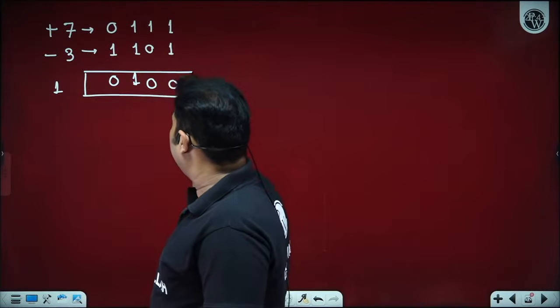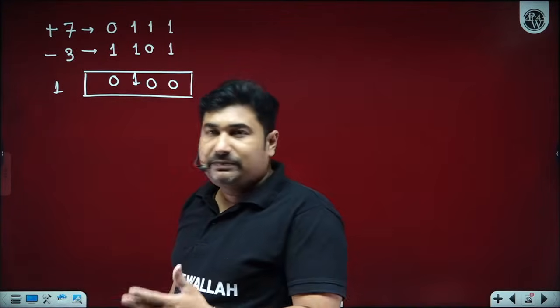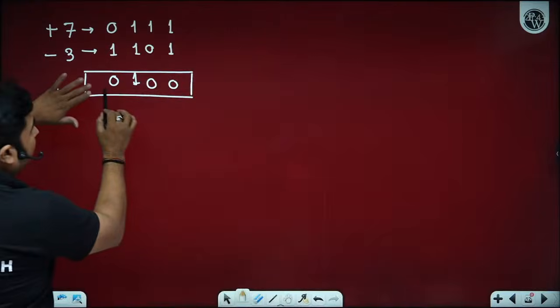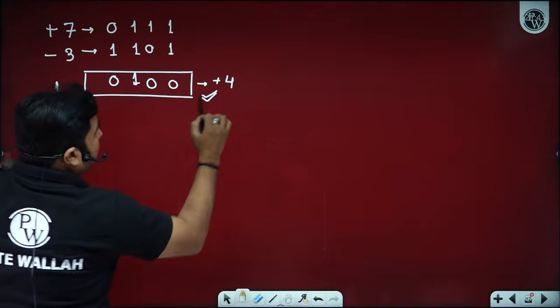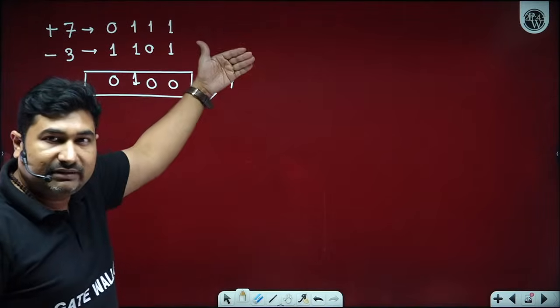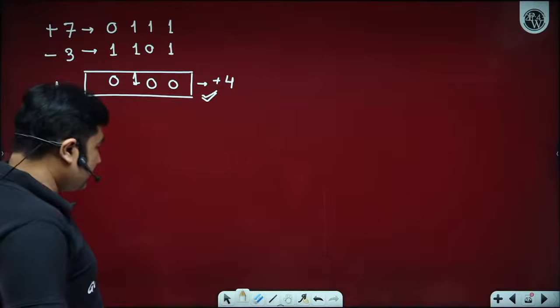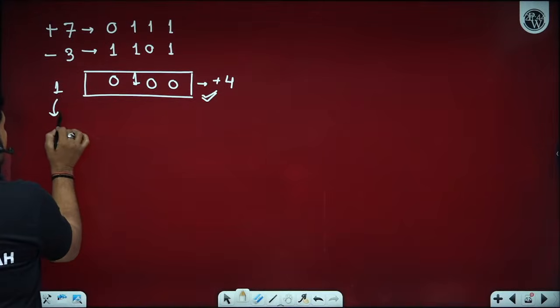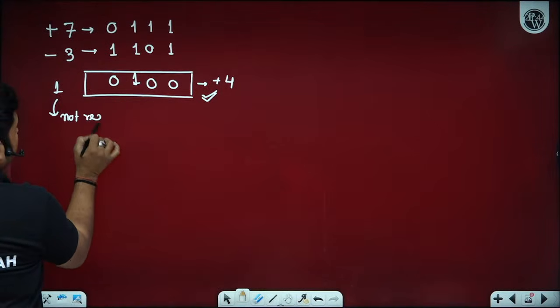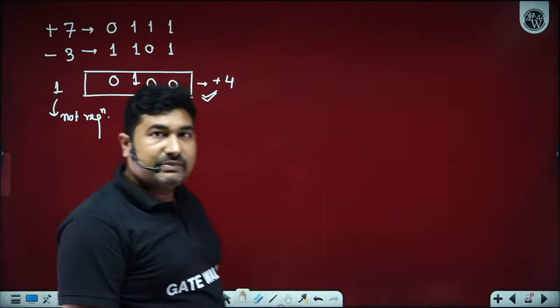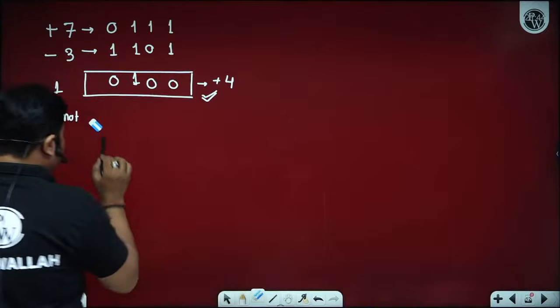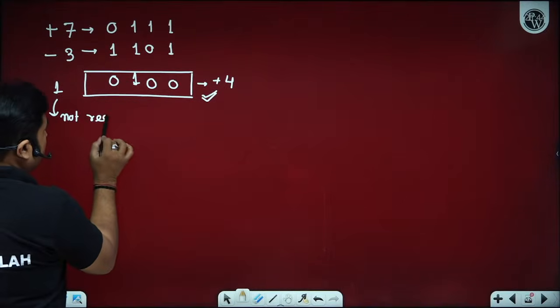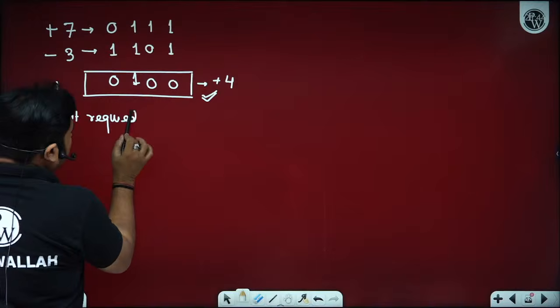How many of you are able to understand? We have to represent the result in 4-bit only, and in 4-bit what is the result, betaji? Plus 4. So this is the correct result: plus 7 minus 3 is plus 4. Correct result. This bit is not required. When it is not required, it means no overflow. When the extra bit is not required, it means no overflow occurred.